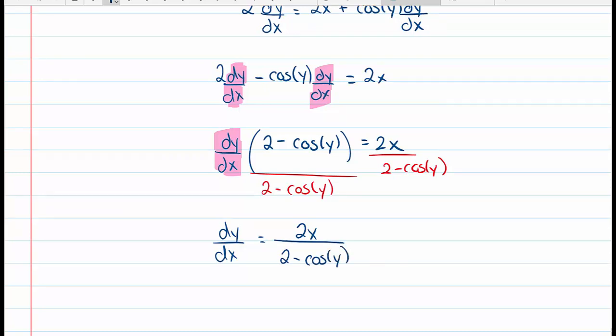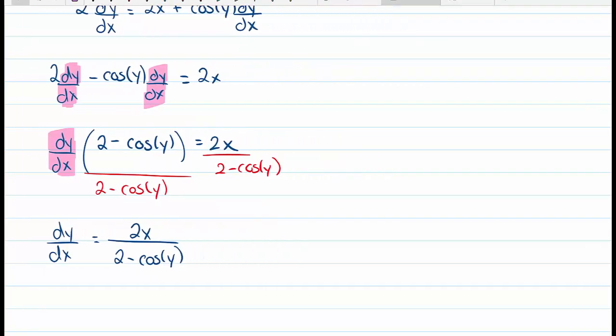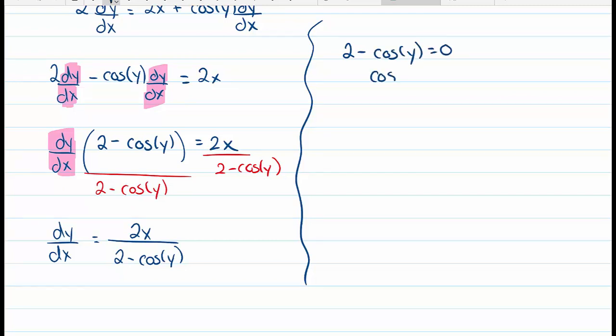Alright, good. Now we just gotta stare at this for a minute and try to understand how in the world does this tell us that the derivative exists everywhere? Well, this is a fraction, and the only thing that can make a fraction undefined is if the denominator is equal to 0. So all we gotta do is find that value that could make that 0. So we just set the denominator equal to 0. So you get 2 minus cosine of y equals 0, and you get cosine of y is equal to 2.